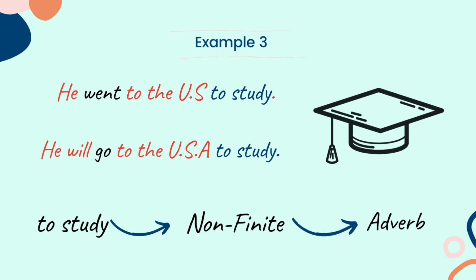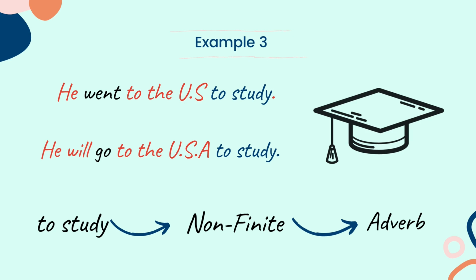He went to the USA to study. He will go to the USA to study. Here, the verb to study is not changing, though the main verbs went and go have changed in the sentences respectively. Here, the verb to study behaves as an adverb in the sentence. So basically, in all of these examples, we have understood that non-finite verbs could behave like adjectives, nouns, and adverbs.